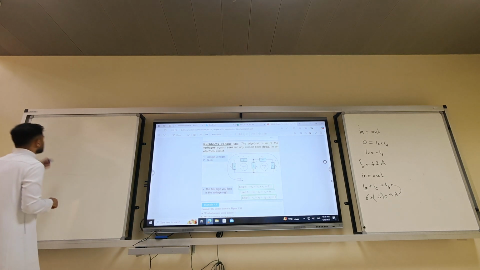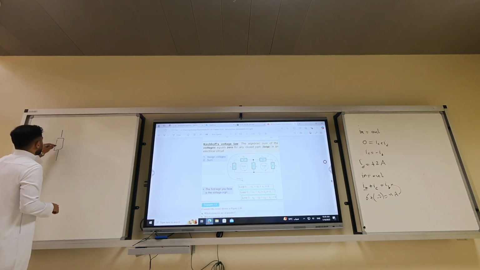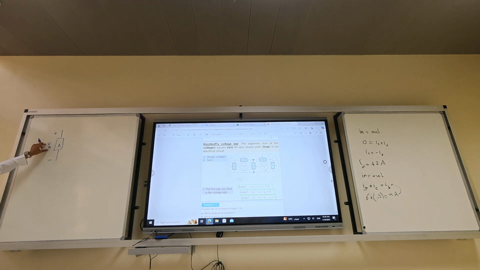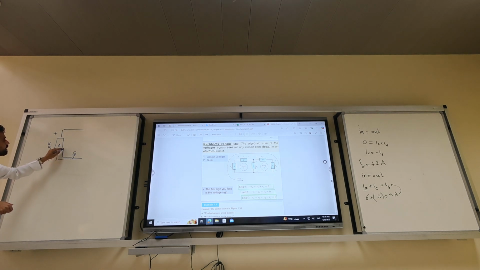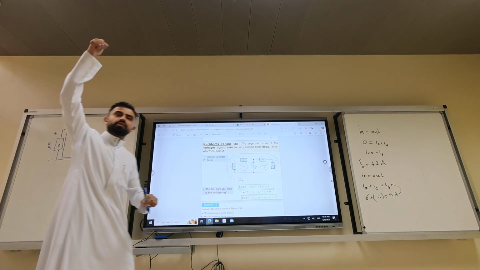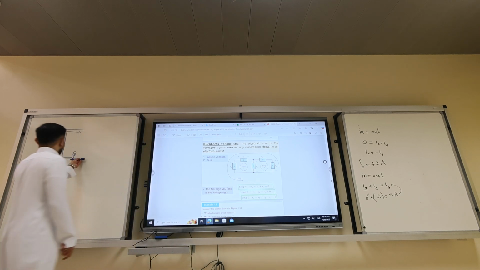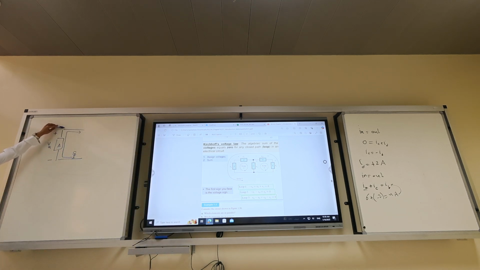If I'm walking, so let's say we have A here and we have plus and minus, we call it V little a, and I am here. What do I experience? A voltage rise or a voltage drop? A voltage rise. I'm at a low pressure. I'm experiencing a voltage rise. So in the KVL, if you experience a voltage rise, you add plus VA.